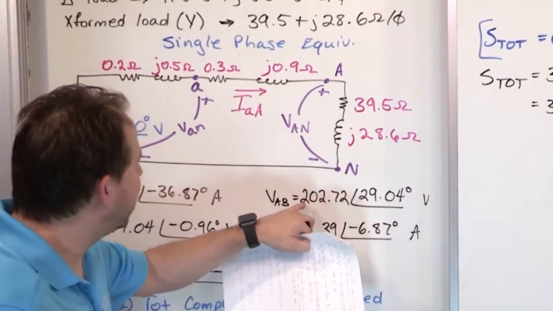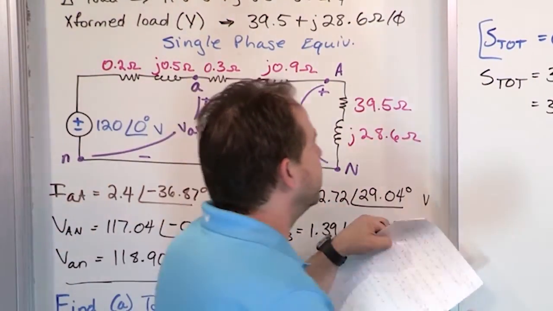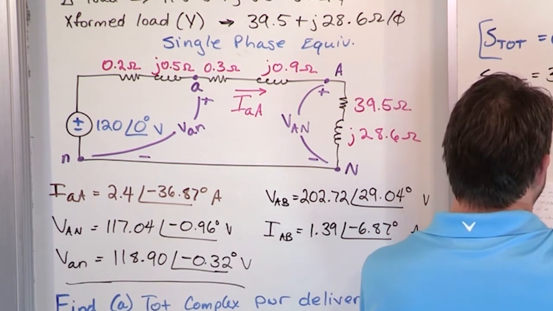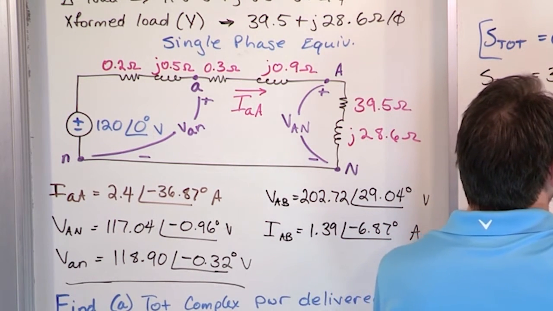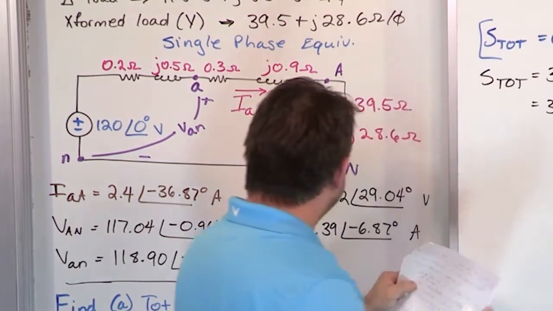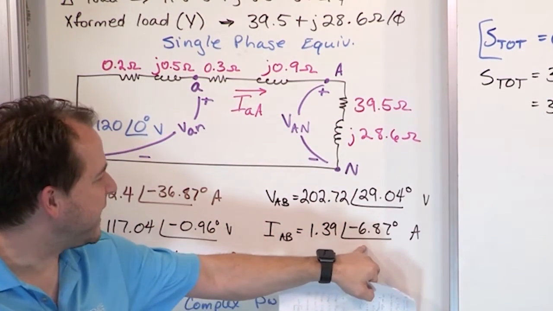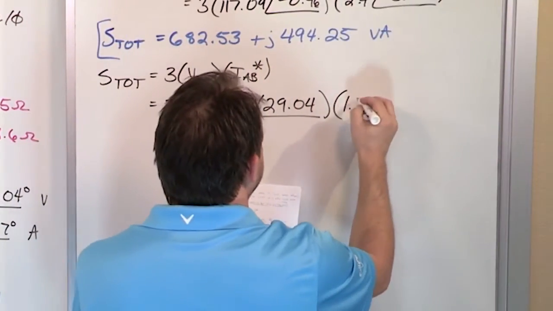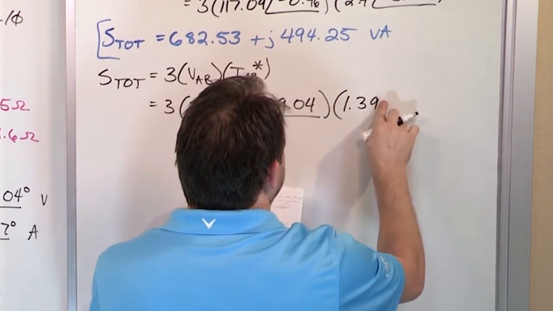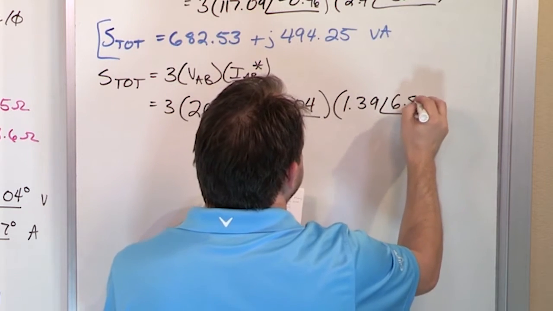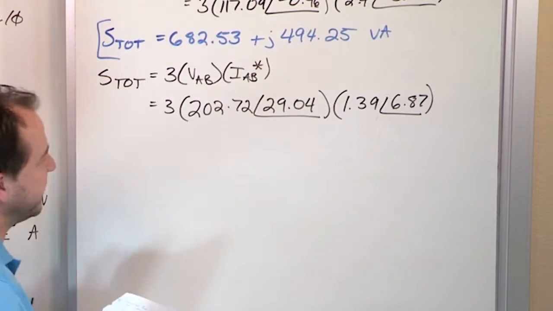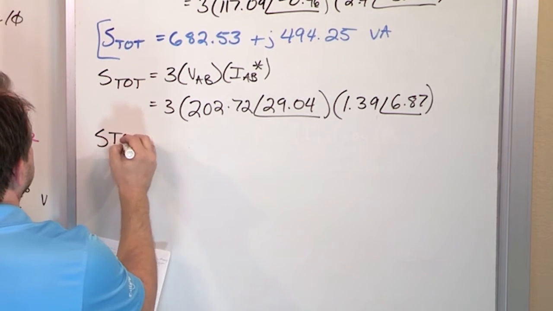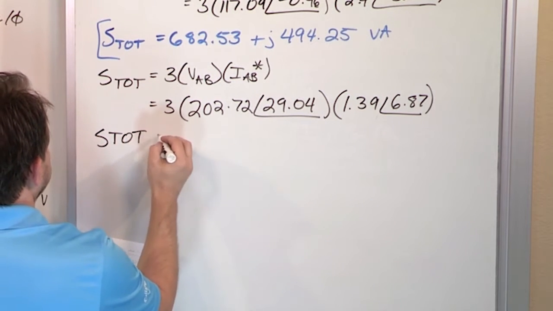So that's going to be 3 times. What is VAB? You've got 202.72 at this angle of 29.04. I conjugate is this one, and you're going to flip the sign of this angle and make it positive 6.87. So you're going to have 1.39 angle 6.87. Don't forget to flip your conjugate signs because you're going to get the completely wrong answer if you don't do that.